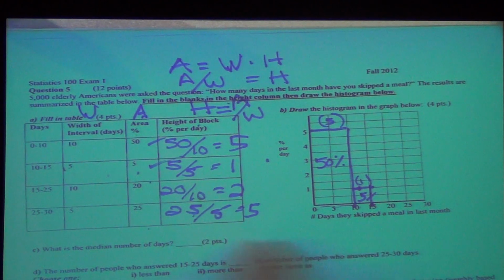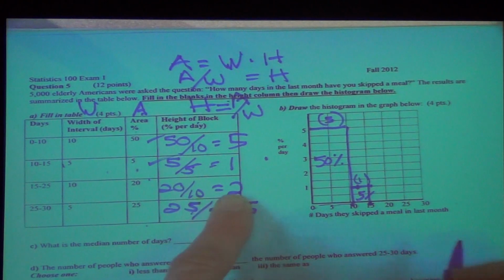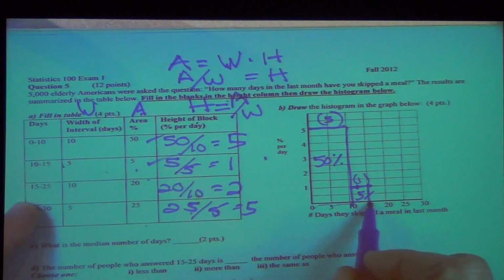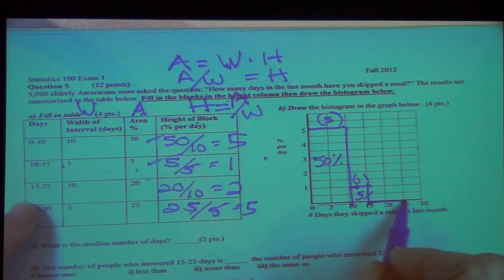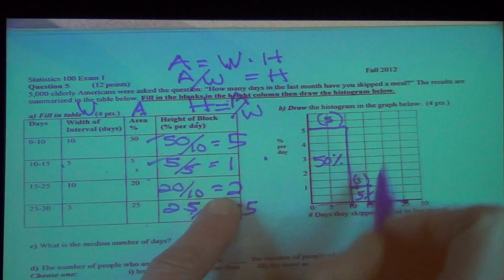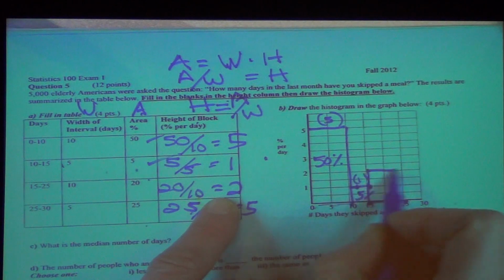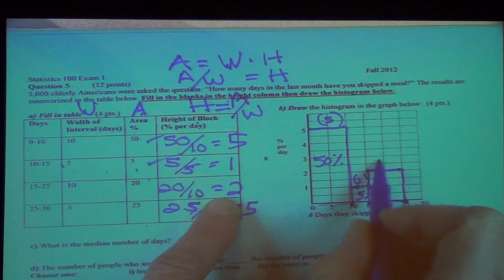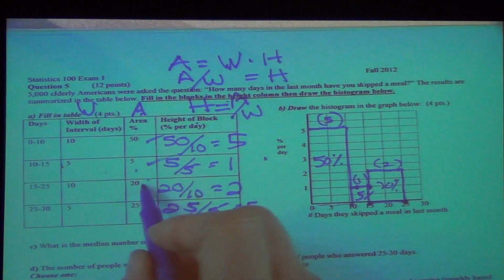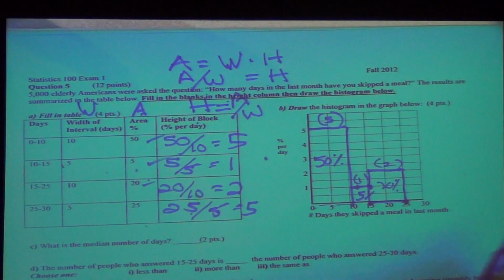The next one, 20 divided, we said 2. Oops, interval. Interval is what? Between 15 and what? 25. And how high am I going to make it? How high? 2. I'm going to go all the way up there. And say, this is going to be 2, and 10 times 2 is 20. That one checks out. And our last one is what?